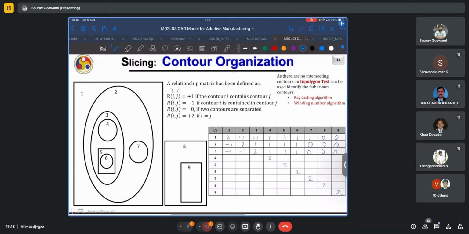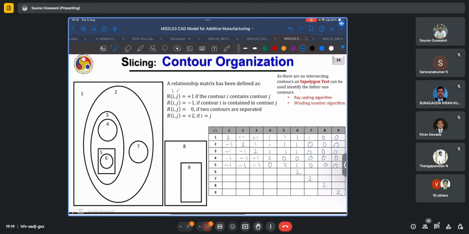Now contour 4 is contained in contour 1, so minus 1. 4 is also contained in 2 and 3. 4 is separate from 5, 6, 7, 8 and 9. Contour 5 is contained in contour 1, also in contour 2 and contour 3. However, it is separate from contour 4. Contour 5 contains contour 6, is separate from 7, 8 and 9.